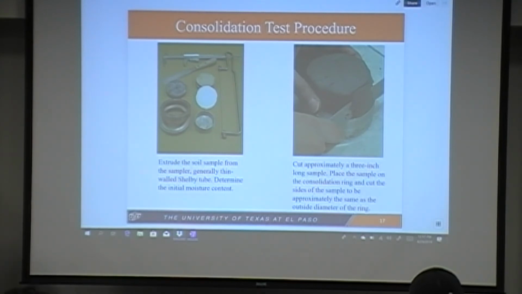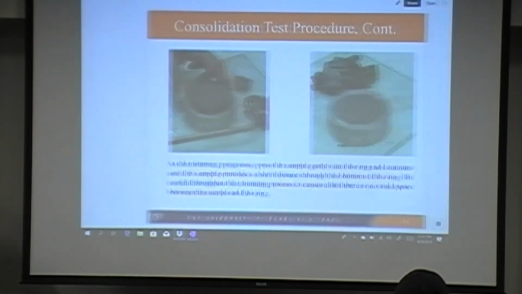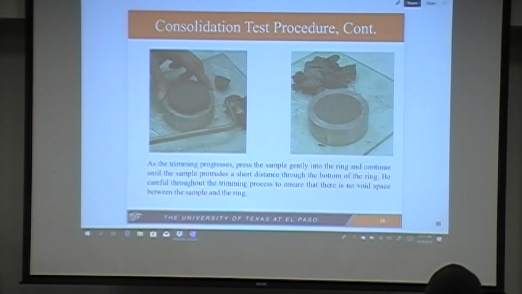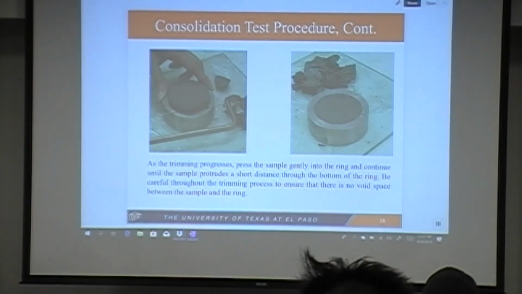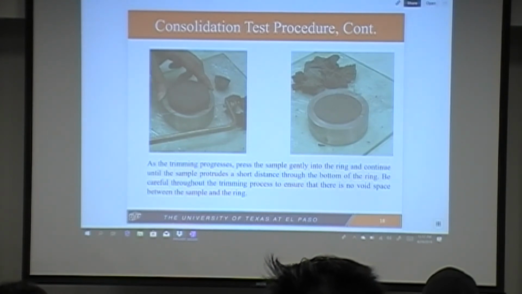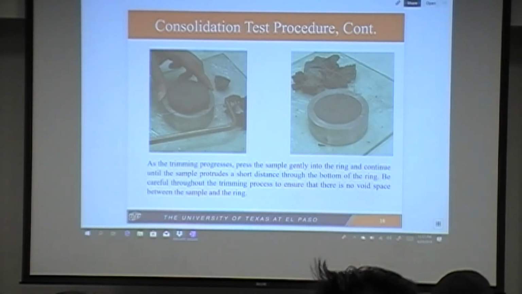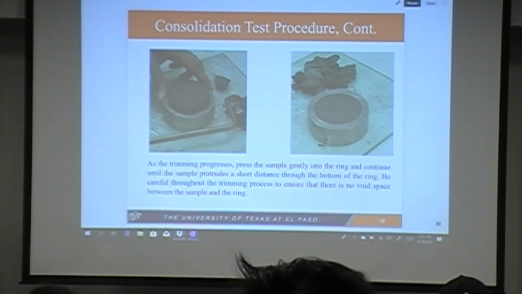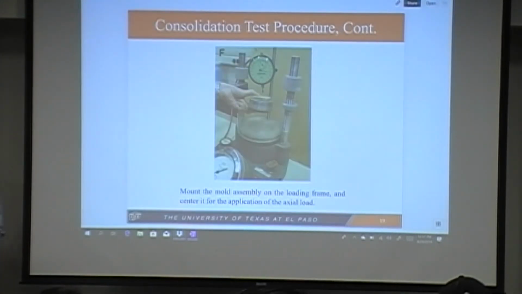You have the sample, then you have to trim it, as you can see there, to be able to fit it into the metallic ring, and you have it here. The part that you have to be extremely careful about is to make sure that the sample is not disturbed. Right? The disturbance of the sample is important because that changes the permeability of your soil. And we know all these deformations or settlement associated with the primary consolidation is associated with the escape of water from the system, or permeability. Right? So you have to be very careful to make sure that you're not disturbing the sample.